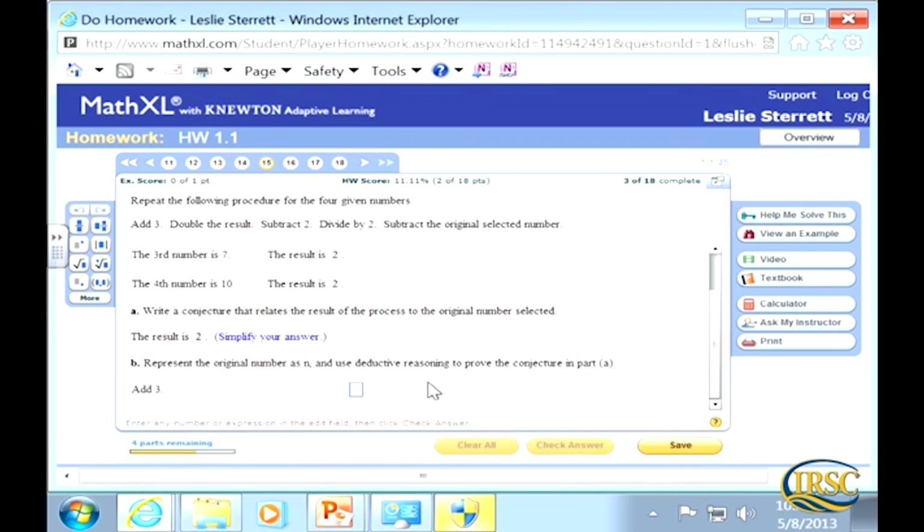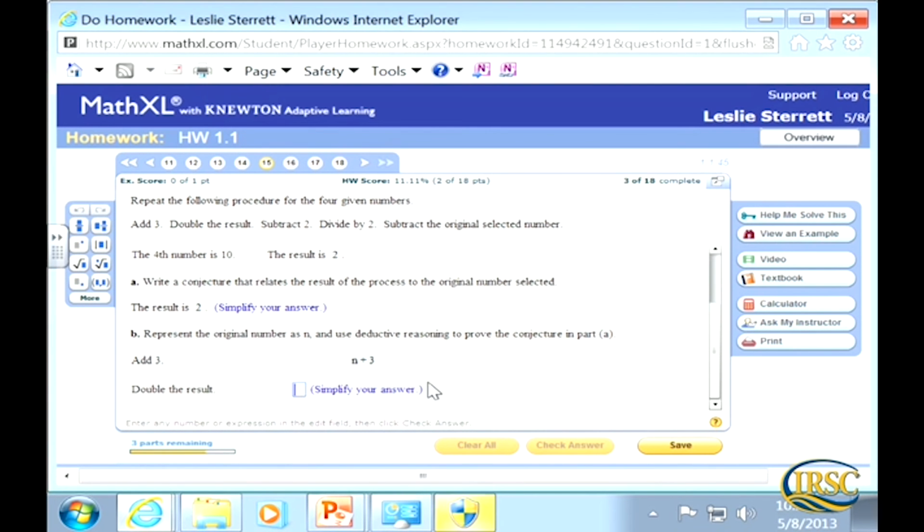Okay? All right, so if I choose n and I add 3, then what do I get? n plus 3. So type in n plus 3, hit enter. If I want to double my result, okay, so this is a common mistake. Careful when you're doubling, you're not squaring, you're multiplying by 2. Good.